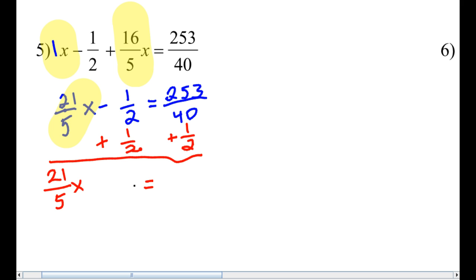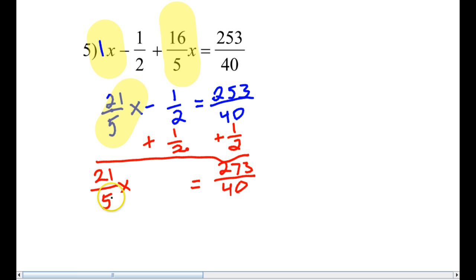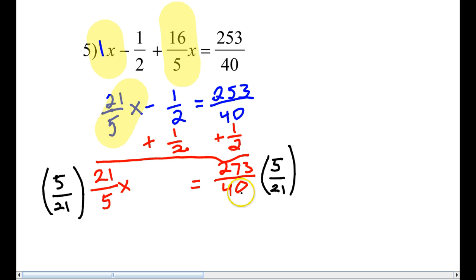253 over 40 plus 1/2 gives 273 over 40. And then multiply by 6. There you go.